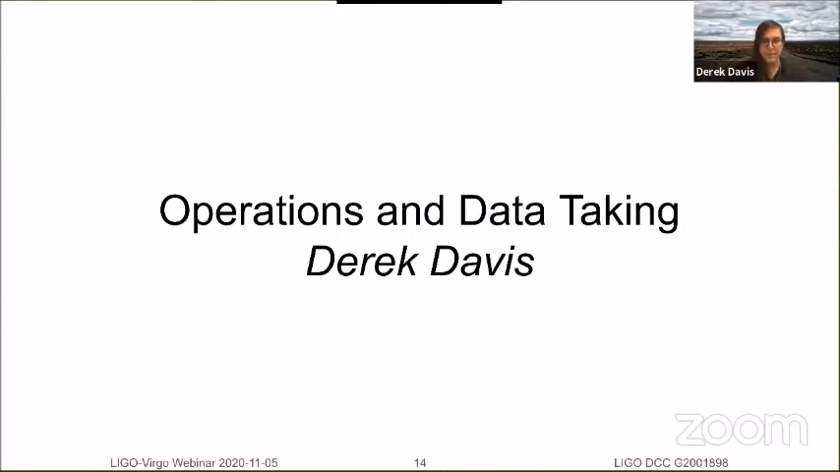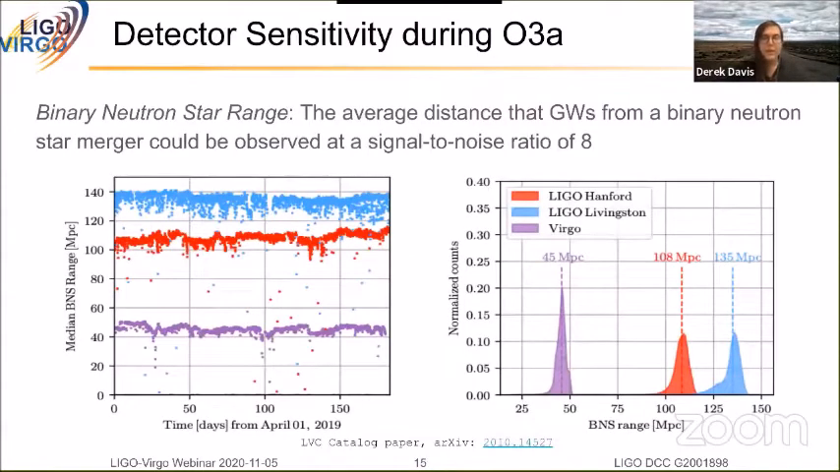So next slide, please. Taking the complex sensitivity curves that Ilaria introduced, we can condense this down to a single number to describe the detector sensitivity, which we refer to as the binary neutron star range. This is the distance, averaged over the entire sky, at which we would be able to observe gravitational waves from a binary neutron star merger at a signal-to-noise ratio of around 8. This is where we can start to differentiate a real gravitational wave signal from background noise.